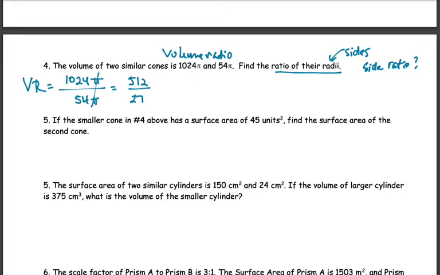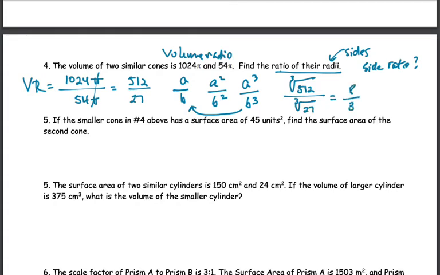Okay, so if we want to change that to a side ratio, remember, we've got side ratio, and then you've got area ratio, and then you've got volume ratio. So if you want to go from volume ratio to side ratio, you have to take the cube root. So the cube root of 512 over the cube root of 27. That's going to be 8 over 3. And that's my side ratio. Sorry, I didn't make that look very much like an 8. So again, remember to take the cube root. You hit math on your calculator and option number 4.